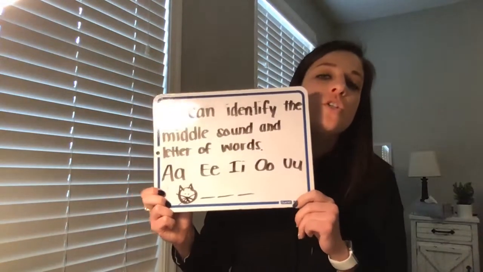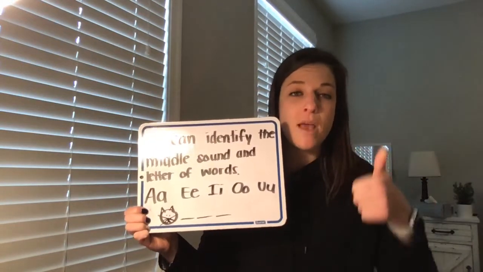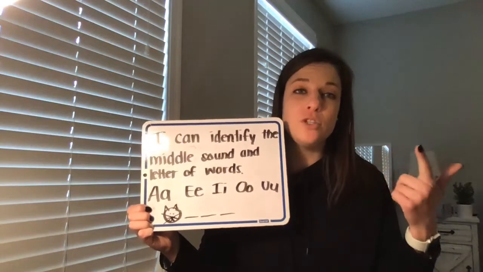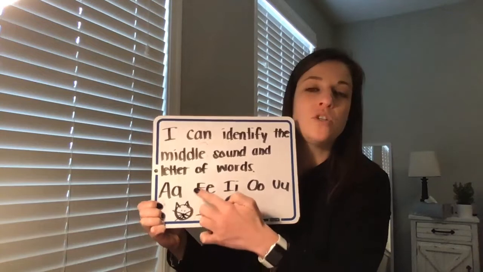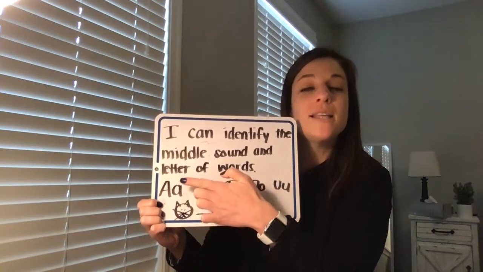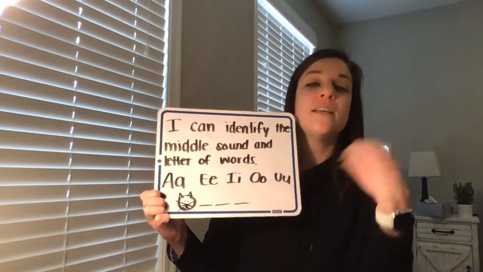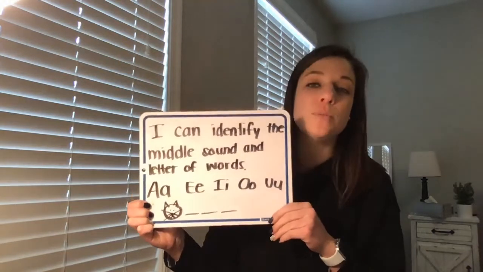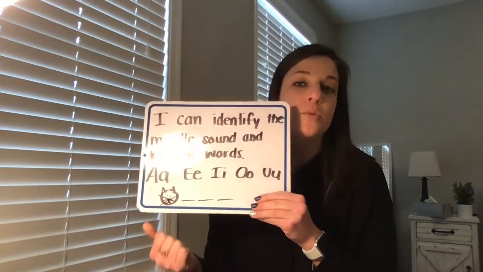Excellent. So we know those vowels are special for 2 reasons. They make words real, and they have 2 sounds. They say their name, and they have a short sound. So what we just did was said both sounds. So for example, A says ah, that's its short sound, and A says A, which is its name. So when we're spelling words, we use the vowels to make those words real.